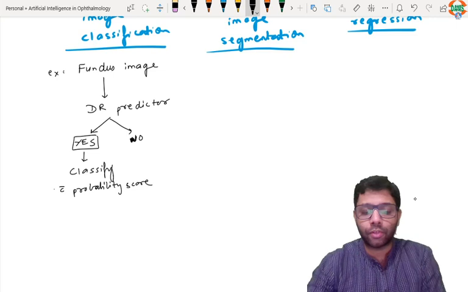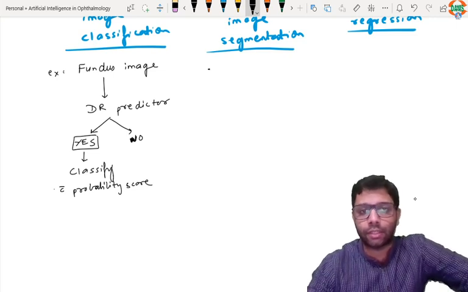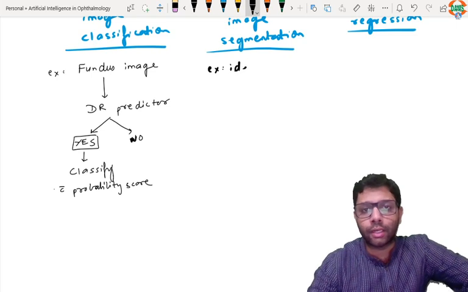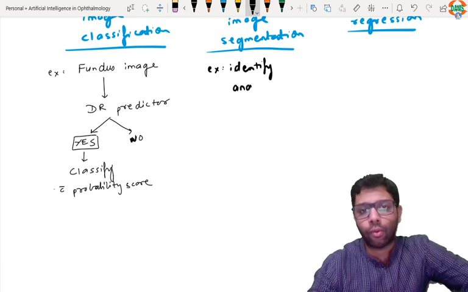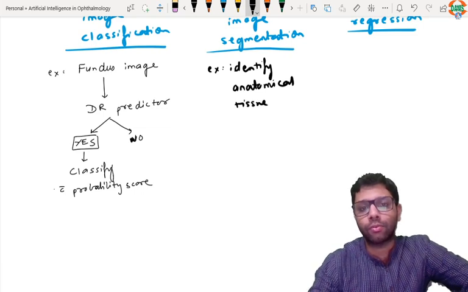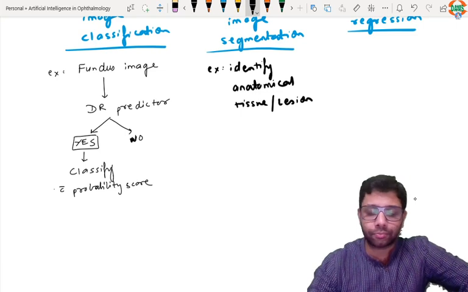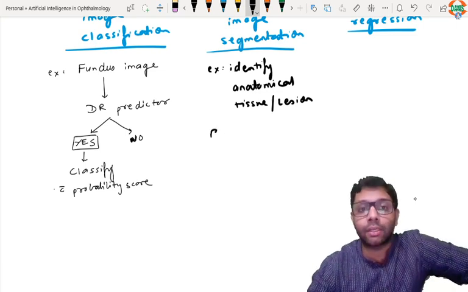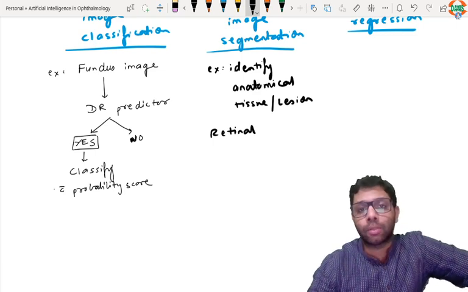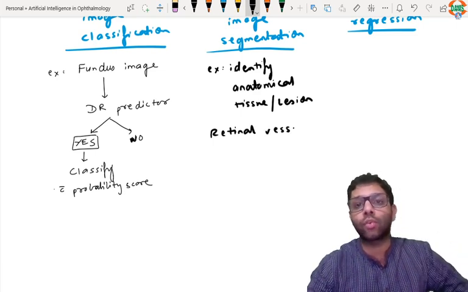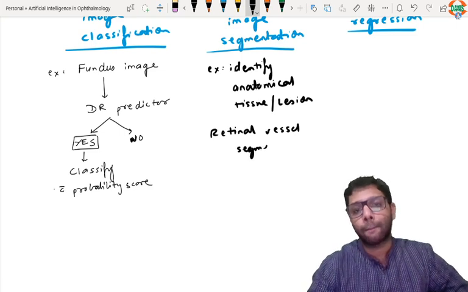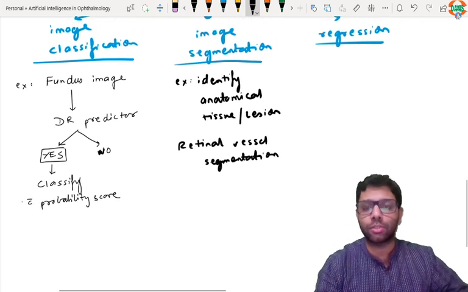The second example, image segmentation: the meaning of this is you identify some anatomical tissue or some anatomical lesion. For example, retinal vessel segmentation, like in diabetic retinopathy itself, or maybe choroidal vessel segmentation in choroidal new vessels. The machine can do segmentation of the images.